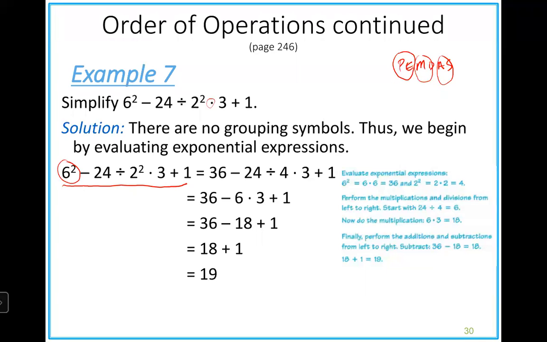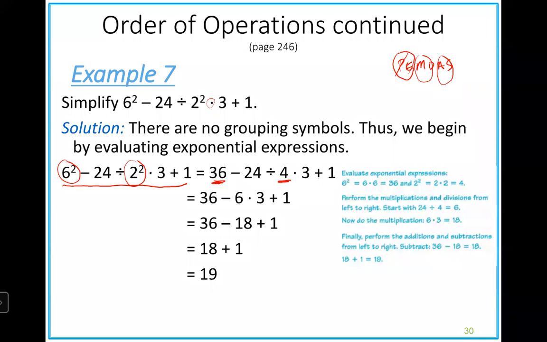Exponent: 6 squared is 36. This next 2 squared is 4. So basically we have written it over this: the 36 is the 6 squared, minus 24 divided by 2 squared, which is 4, times 3 plus 1. So we have gotten rid of all the exponents. We finished the powers. The next thing is to do multiplication and division.